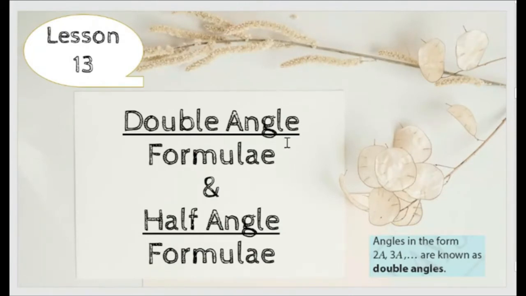Double angles mean the angles we put in the form of 2A or 3A or 4A. For example, tangent 2A, cos 3A, sine 4A. It's double up or triple up. And then the half angle means A over 2, for example, sine theta over 2. Actually, they come from the same formula.